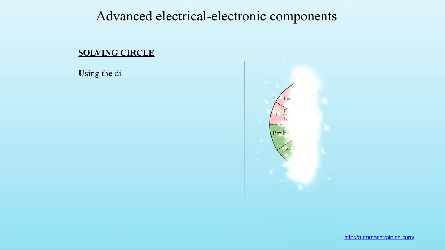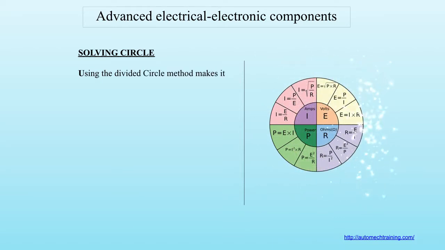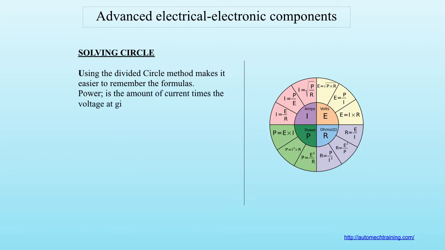Solving circle. Using the divided circle method makes it easier to remember the formulas. Power is the amount of current times the voltage at a given point, measured in wattage or watts. The end result of electricity is power.